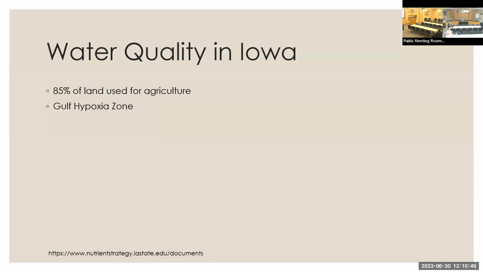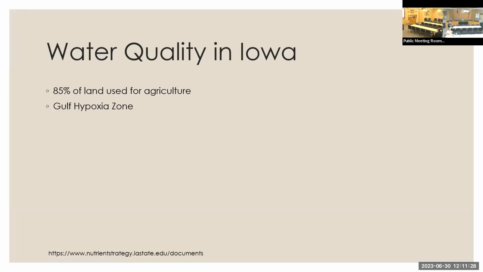So the biggest thing that is happening that's impacting Iowa is the Gulf hypoxia zone. And this is considered a dead zone in the Gulf of Mexico, where aquatic life is limited or non-existent, and people that shrimp or fish down there have a difficult time because of what's happening. And the issue is that there's a lot of nutrients flowing down the Mississippi River, entering the Gulf of Mexico and creating that dead zone.